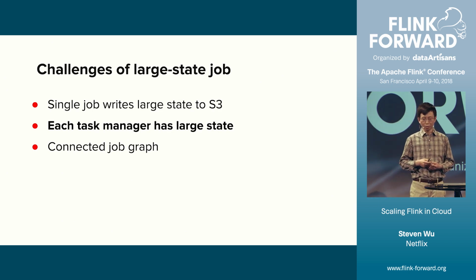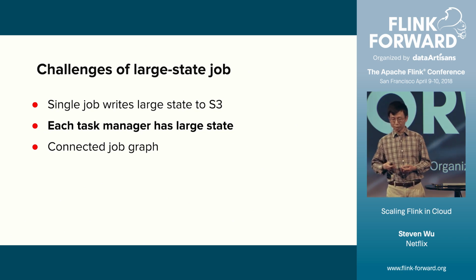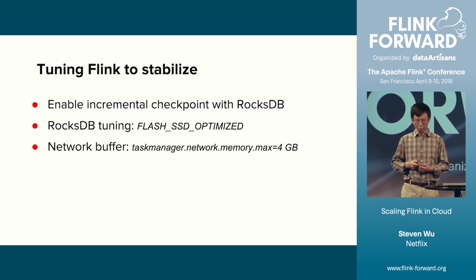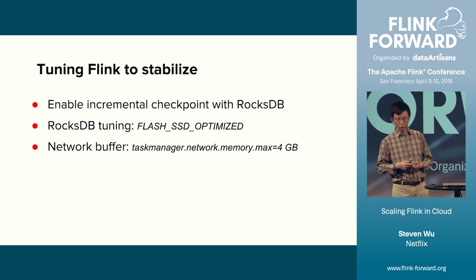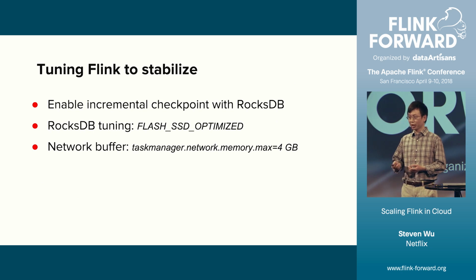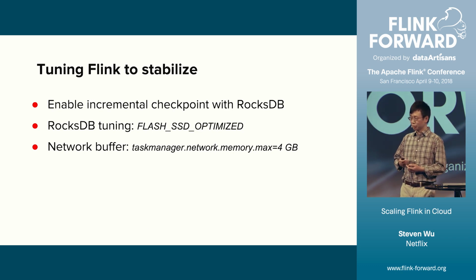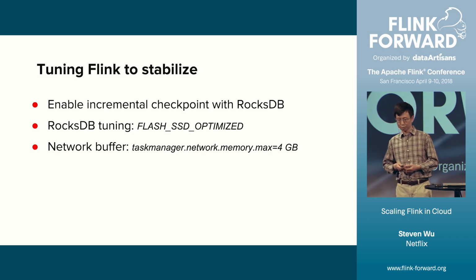The second challenge for large state jobs is that each task manager has large state, like many gigabytes of state. So we have to tune Flink a little bit to stabilize our large state job. We first enabled incremental checkpoint on RocksDB. For any really large state, RocksDB is probably the only state backend you want to use. And you probably want to enable incremental checkpoint because that helps reduce the checkpoint size and duration. You don't need to upload the full snapshot anymore. Only the delta needs to be uploaded to S3.